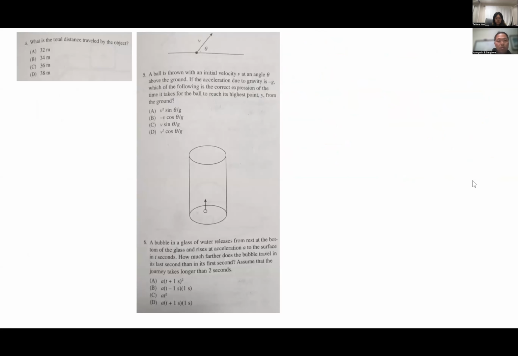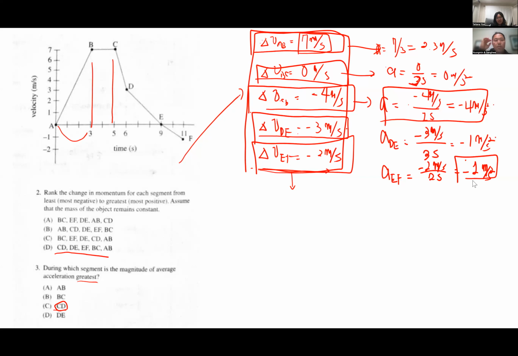Okay, there should be one more problem. Number 4, what is the total distance traveled by the object? Can you guess? Let me go back. Okay.